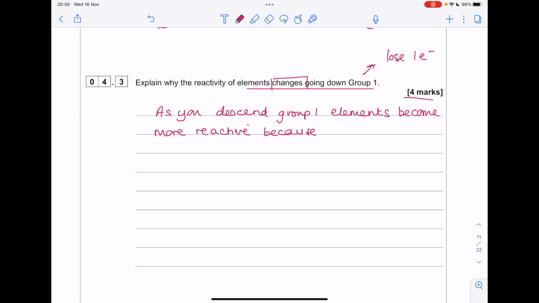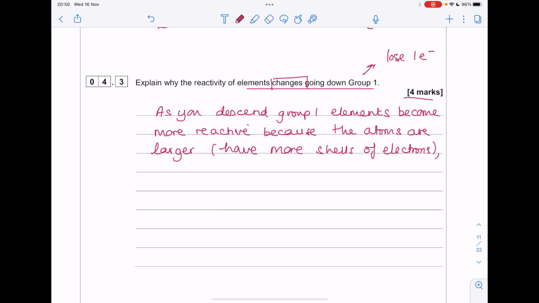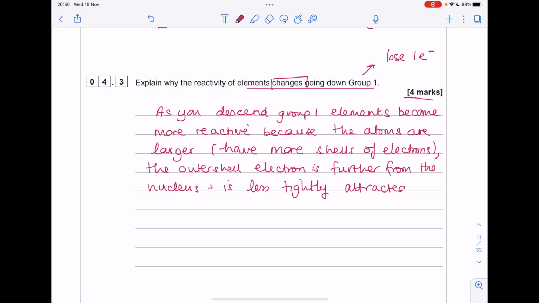So we need to understand, why is it easier to lose an electron as you go down the group? Because the atoms are larger. Why? Because they have more shells of electrons. What does that mean? It means that the outer shell electron is further from the nucleus. As a result, it will be less tightly attracted and more easily lost, which explains why it's more reactive further down the group.